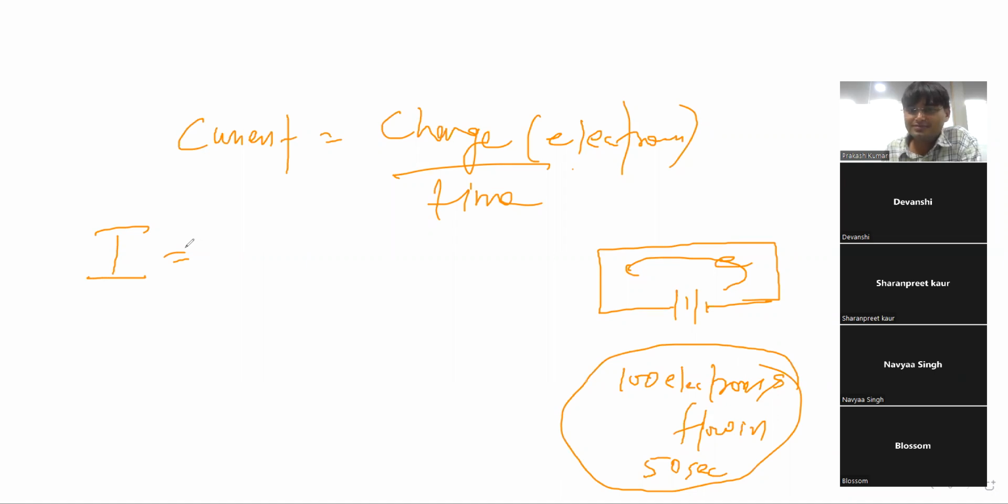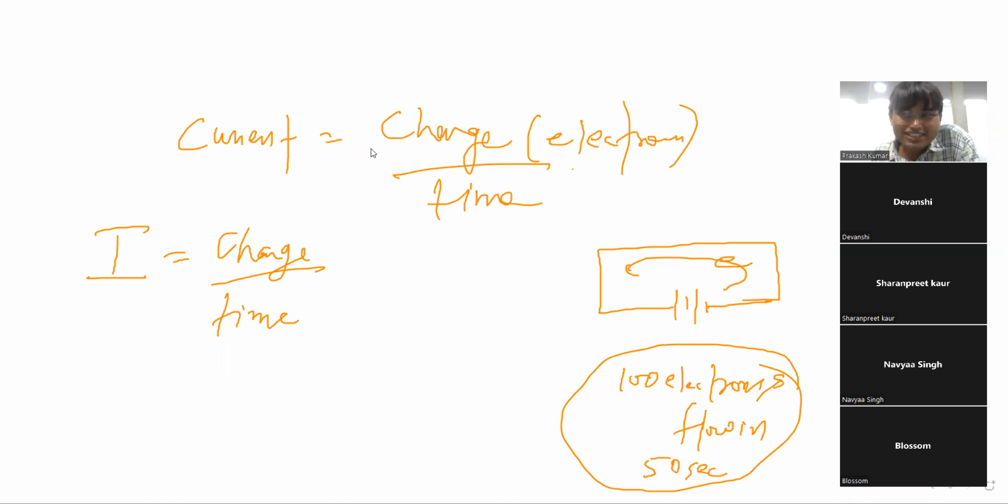I'm repeating the question, okay? There are 100 electrons only here, and these 100 electrons flow in 50 seconds. I'm asking what is the current. All of you know that current is equal to charge by time. Agree?